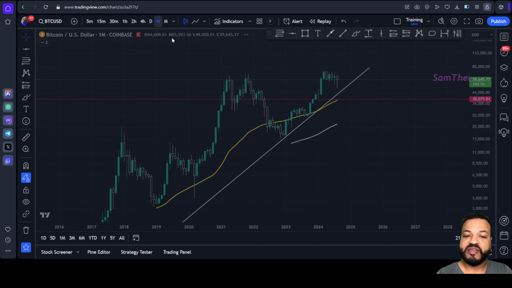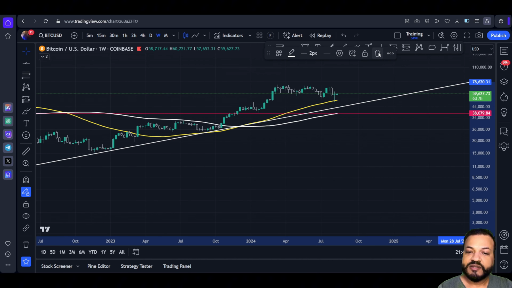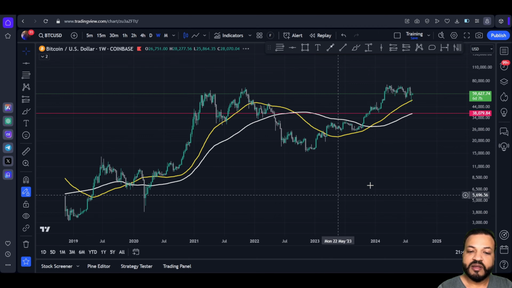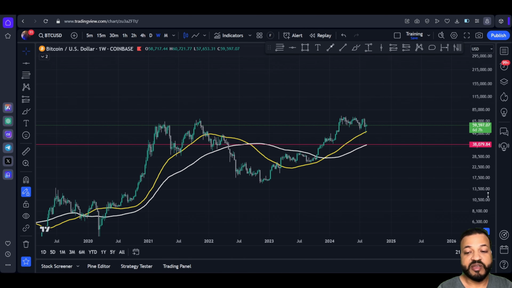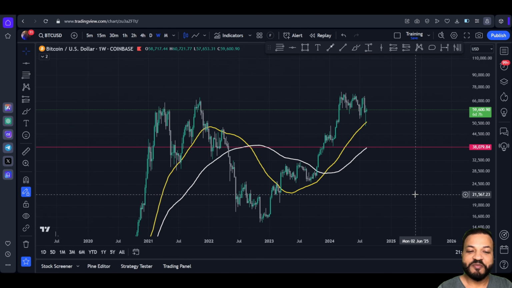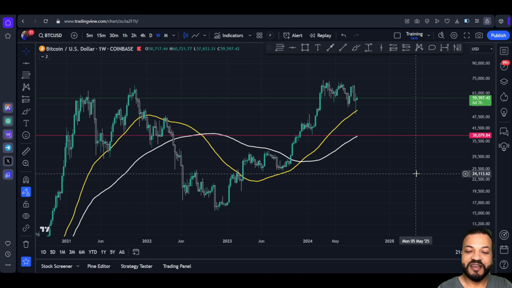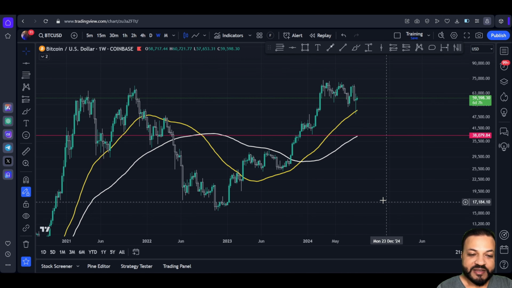Let's go to the weekly time frame. Okay, let me move this trend line just to make it more clear, and a clean chart is a better chart. I don't want to make it more hodgepodge, like the Gann and all. All right, so here we are.